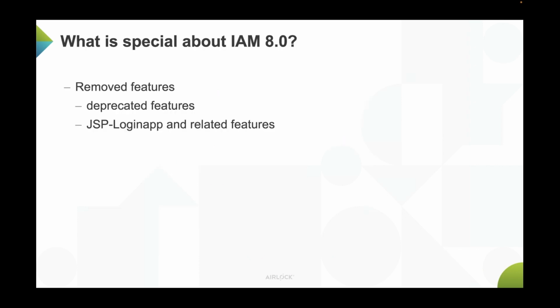So what makes IAM 8.0 a major release? The main thing is that it's breaking, in terms of our definition of breaking changes, because we removed all the features that we have deprecated in the last releases. Since 7.1, we announced features that we will remove in 8.0, and we did that. It's quite a list of features that we removed. We've hinted at that in all the previous webinars already, and especially the JSP-Loginapp, which is obviously a very large feature that has been removed and replaced by a new feature.